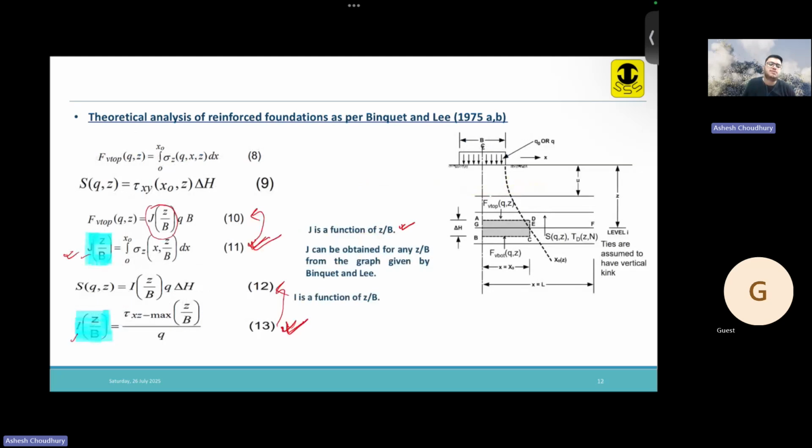For now, remember that J and I, which are essential for us to determine the V top and the SQ respectively, are given in graphical form as a function of Z by B, the depth ratio. Directly from the graph we can find them out. When we solve the problems, we'll get more clarity.